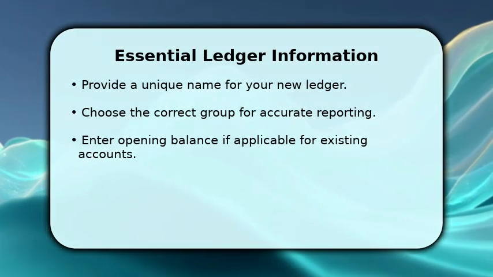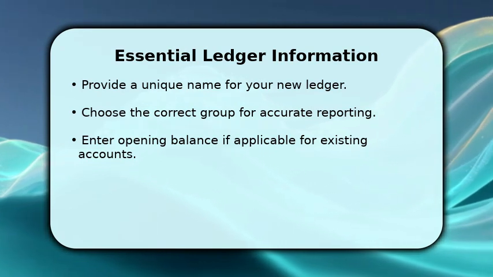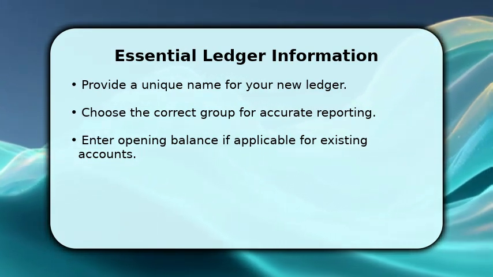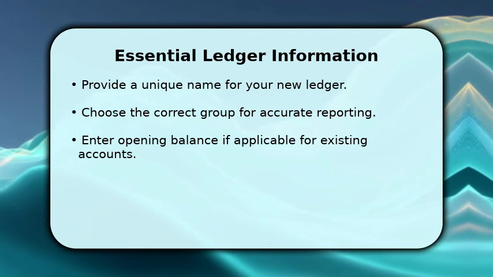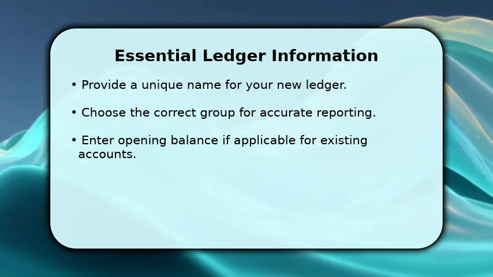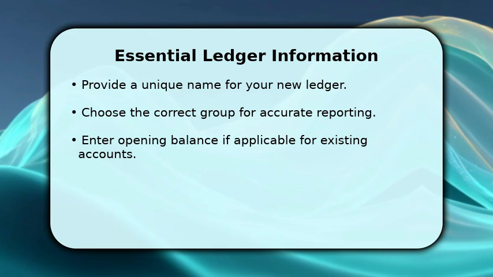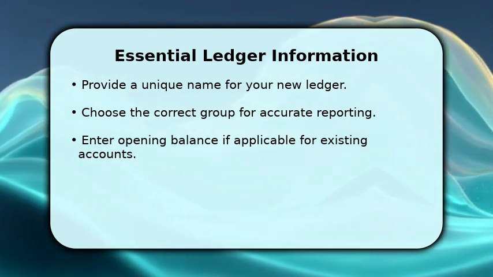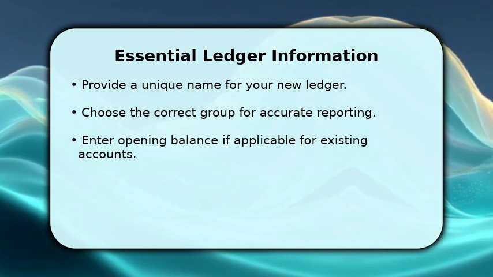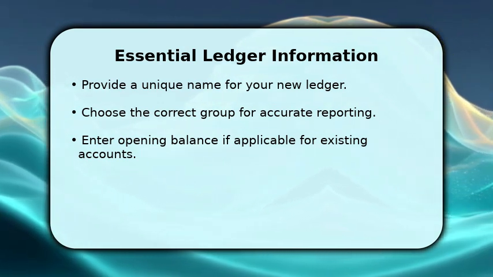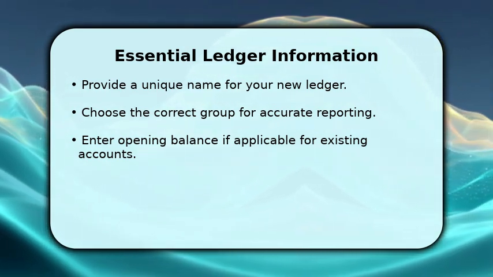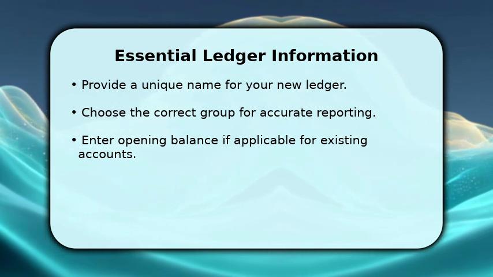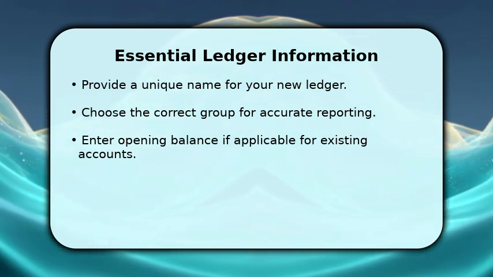Once you are in the ledger creation screen, the next step is to input the essential details. Start by giving your ledger a unique and descriptive name, like cash account or sales income. Then, select the appropriate group from the list. This is crucial for accurate financial reporting. Finally, if you are setting up an existing account, remember to enter its opening balance to ensure your books are 100% accurate from day one.